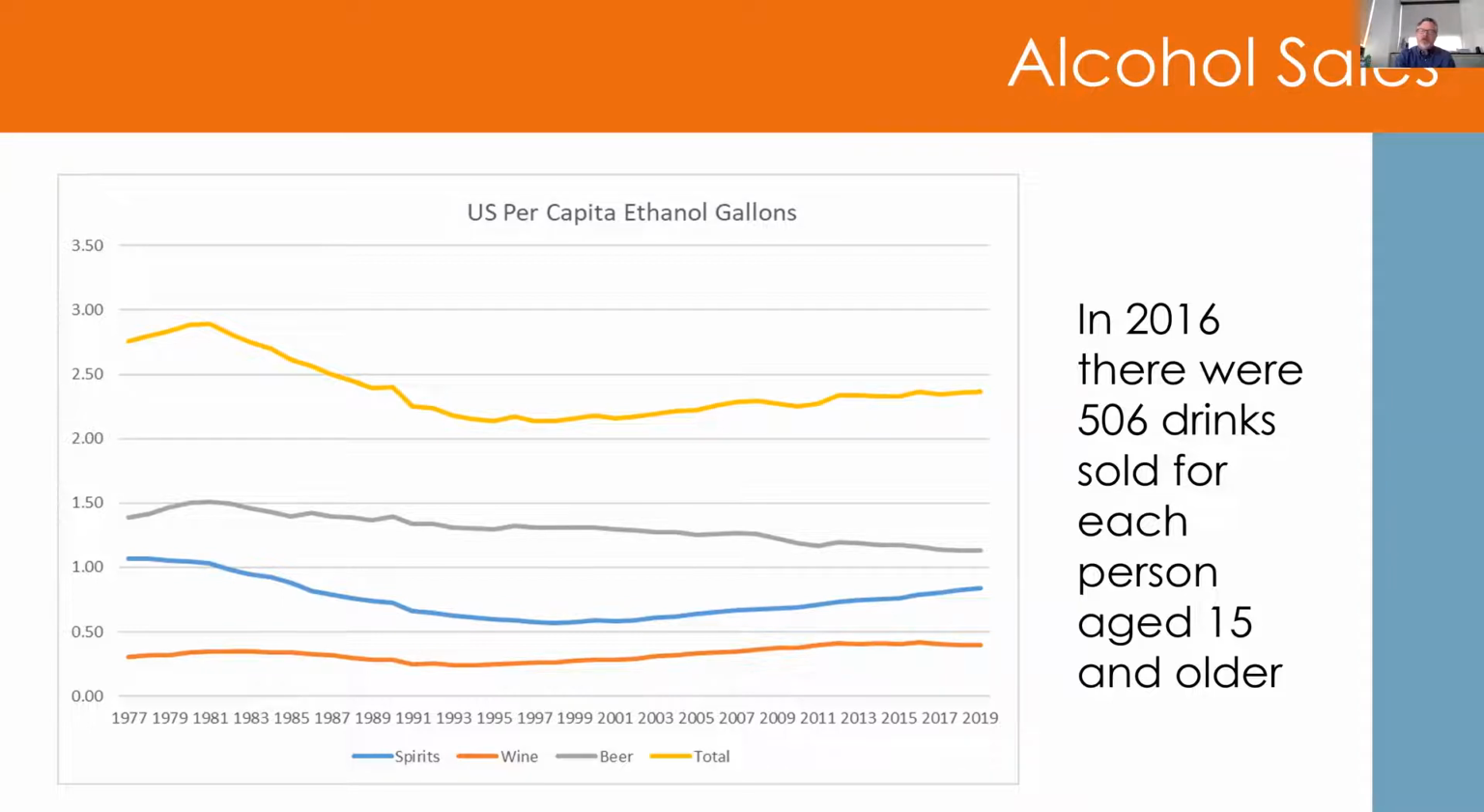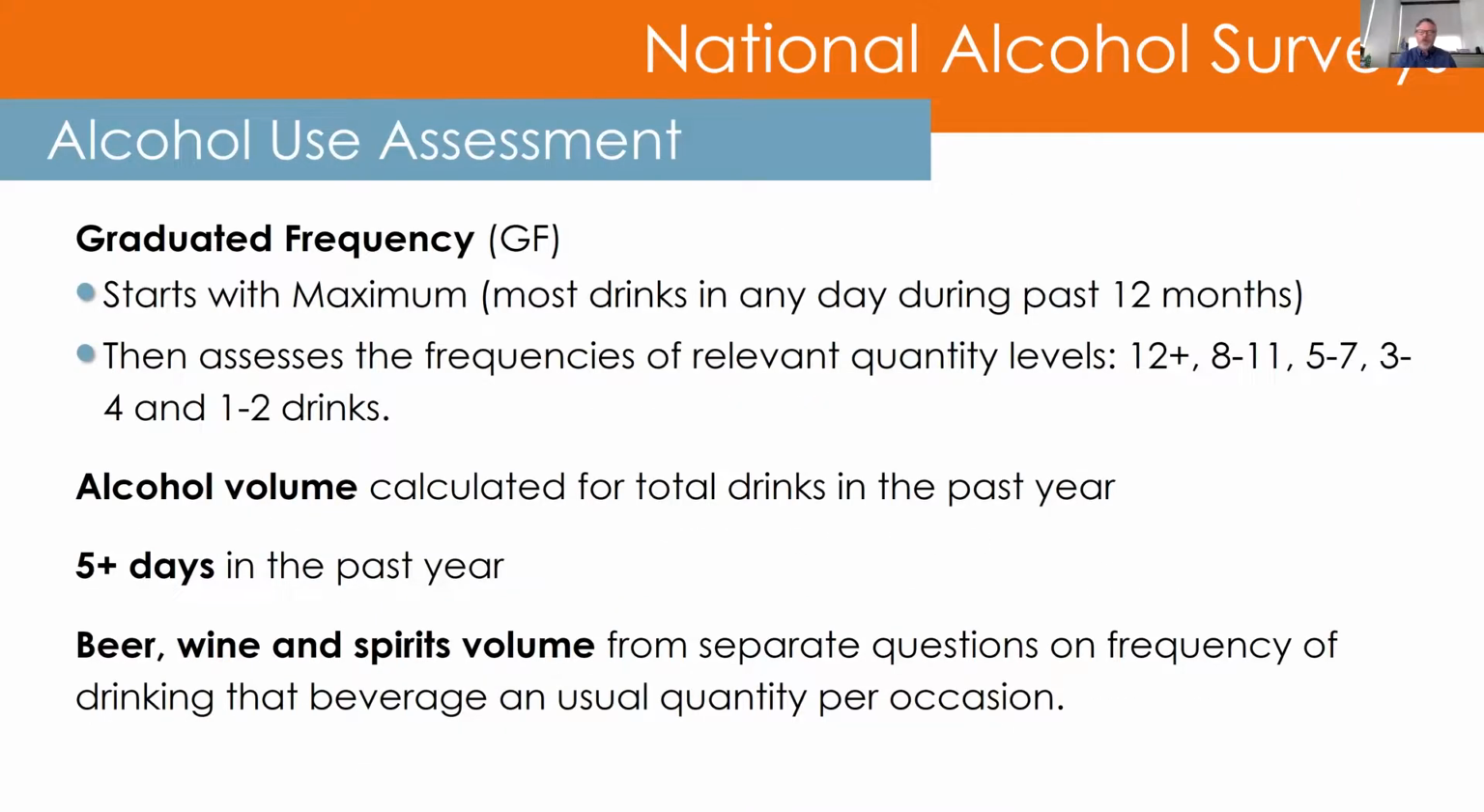And just so you can understand this a little better, you can see my note that about 500 drinks were consumed per person in 2016. So it's a little bit more than that now. That's on average for every person, that many drinks sold. That might seem like quite a lot to you, or maybe it doesn't seem like that much. There's 365 days in the year, right? But I wanted to put that in something that's maybe a little more understandable than gallons of ethanol.